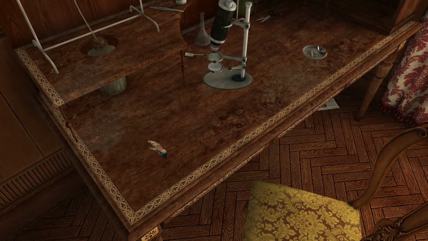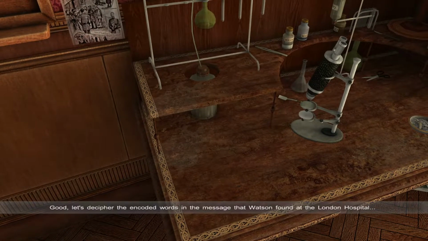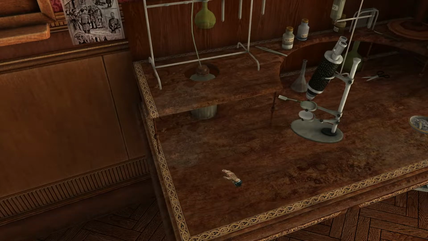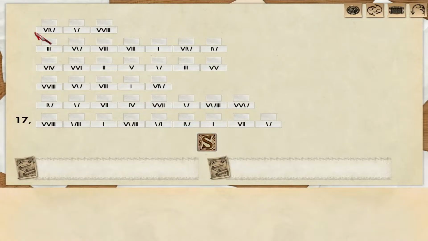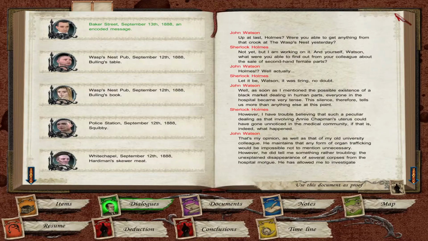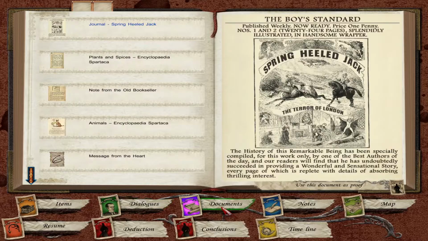Okay, let's get code breaking. Good. Let's decipher the encoded words in the message that Watson found at the London hospital. This is the message. Okay, so I need to do things, and what they would be documents.